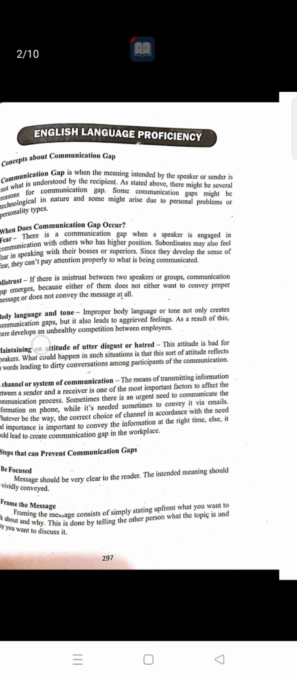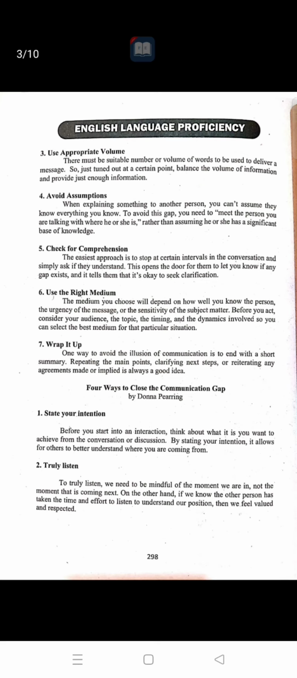Next, use appropriate volume. Okay, there is also an appropriate volume in terms of communication. Kasi the highness or lowness of volume implies a meaning. There must be suitable number or volume of words to be used to deliver a message. So just tuned out at certain point, balance the volume of information and provide just enough information.